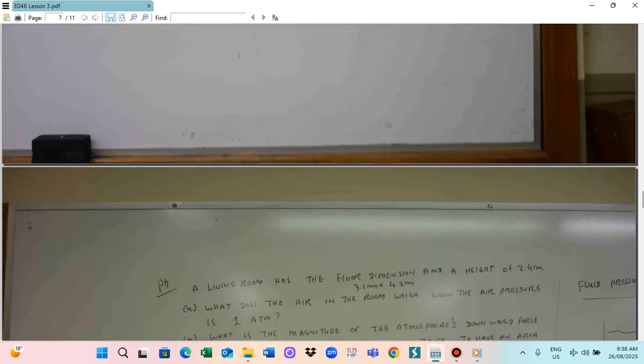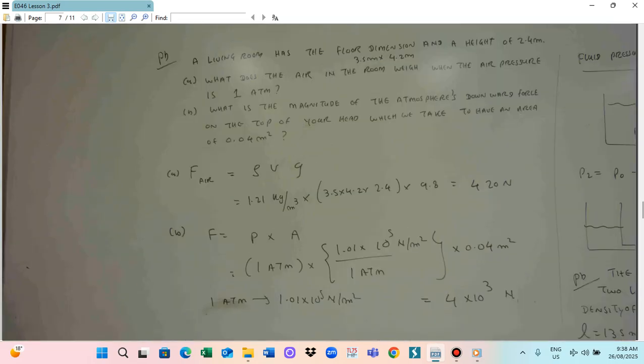Okay, so the living room has a floor dimension 3.5 meter and 4.2 meter. Height is 2.4 meter. So we have to calculate the volume of air, 1 atm. So that we have to calculate the weight of air in the room. So weight can be calculated. The formula is rho v into g. So the air density is 1.21 kilogram per meter cube.